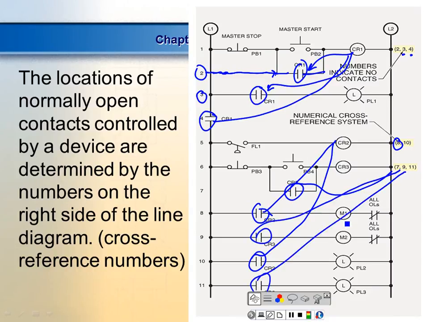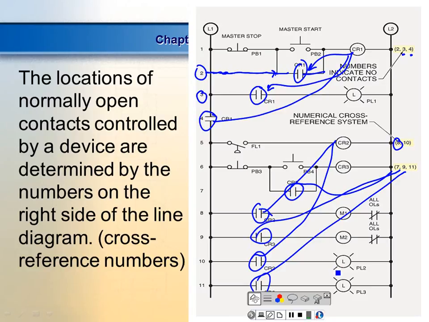Now notice M1 has no contact numbers out there. Why? Because it's a motor starter. All its contacts are over in the power circuit. So this does not tell us the contacts that are located in the power circuit. This tells us the location of the contacts in the control circuit.